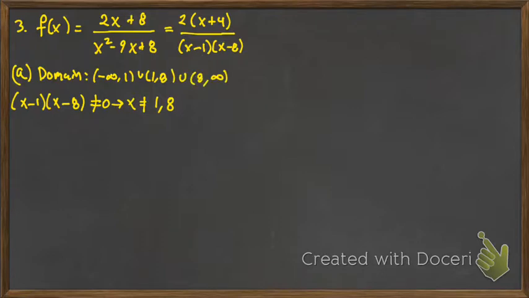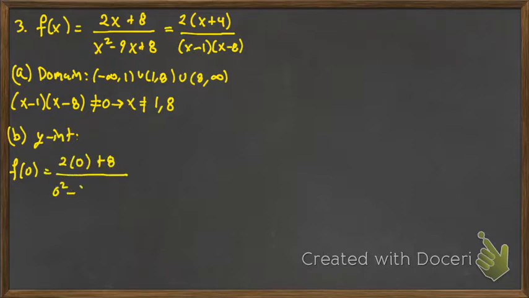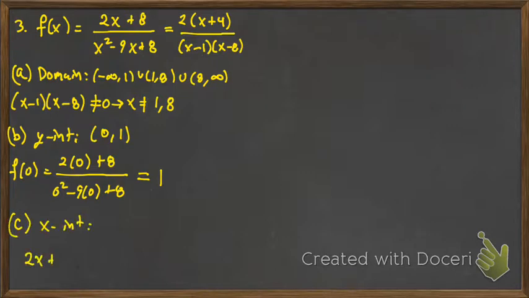And then we'll go grab that y-intercept. So y-intercept is where the x is equal to 0. And so our y-intercept should be 0, 1 here. Yep, 0 and 1. X-intercept is where the numerator is equal to 0. So 2x plus 8 is equal to 0. We'll subtract 8 and divide by 2, and we get x is equal to negative 4. So we get negative 4, and 0 is our x-intercept.